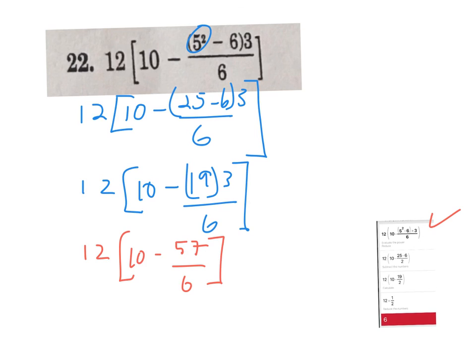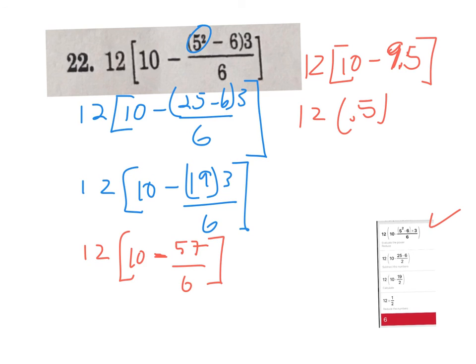So again, that's treated like a grouping symbol, right? Got to take care of that first. Plus multiplication division takes precedence over addition subtraction. So I'll bring down the 12. 10 minus 57 over 6 is 9.5. There we go. And then on the inside, still working our way out. 10 minus 9.5 is 0.5, or 1/2 if you prefer. And half of 12 is the number 6. There you go. That was a fun one. Good times.